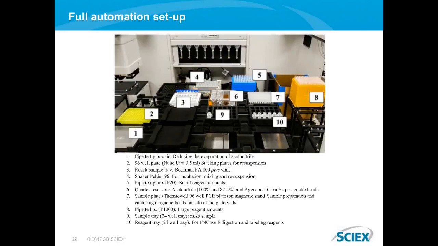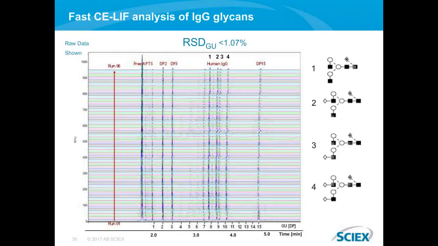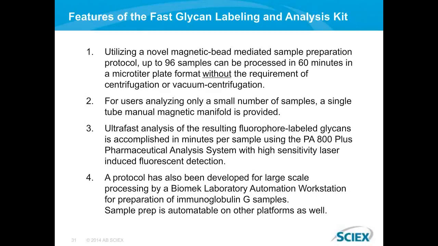Up to 96 samples can be prepared within 60 minutes. This is raw data shown here using the sample preparation and the robotic system, the Biomek FX robot, and checking the separation of those 96 samples for the major components of the glycans. We got an RSD of the GU value of less than 1.07%, showing the precision of the calculation and the calling of these individual structures.